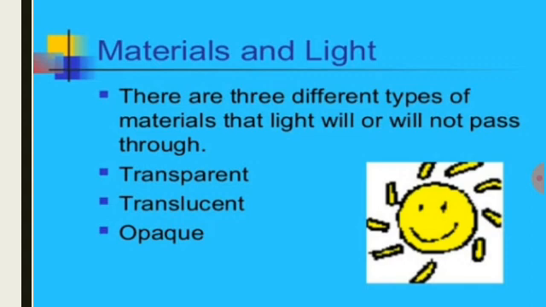Now we are going to talk about materials and light. Light behaves in different manners when it moves in or enters different kinds of materials. There are three different types of materials that light will or will not pass through. First one is transparent, second one is translucent, and last one is opaque.